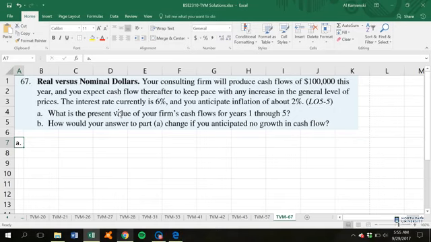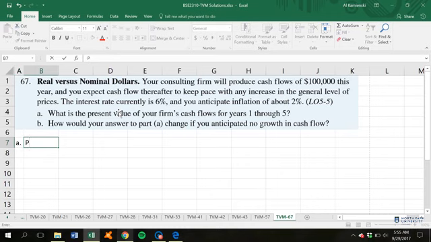Okay, after a solid day of recording, here comes our last problem. So your consulting firm will produce cash flows of $100,000 this year, and you expect cash flow thereafter to keep pace with an increase in the general level of prices. The interest rate is currently 6%, and you anticipate inflation of about 2%. What is the present value of your firm's cash flows in years 1 through 5?